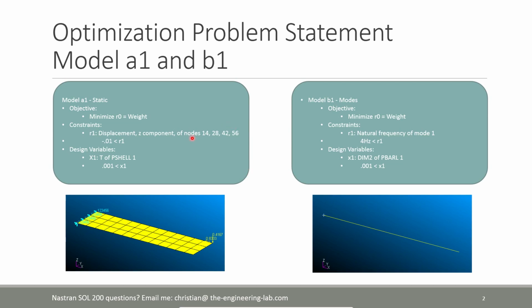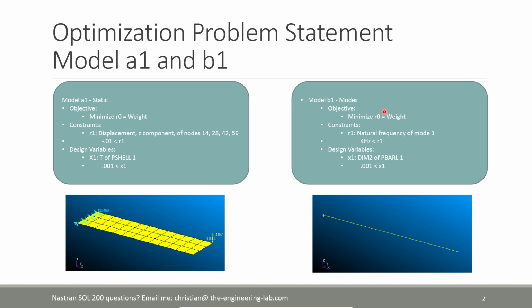Now, what are we doing? Here on the left, I have one model, model A1, and here on the right, I have a second model, B1. I've already created an optimization. Here on the left, this model is being optimized for statics, or stress or deformation analysis. My goal with this one model is to minimize the weight. That's my objective. And my constraint is to make sure that the displacement is within a certain value. What about the design variables? I'm varying the thickness of this entire structure.